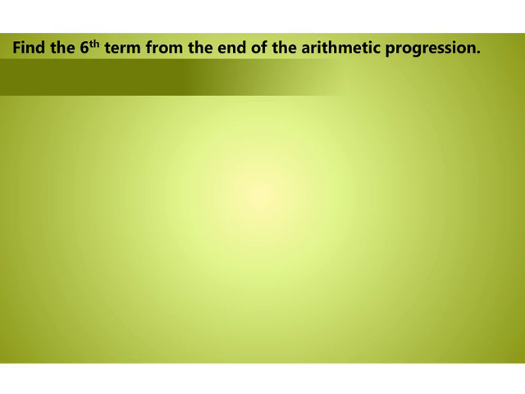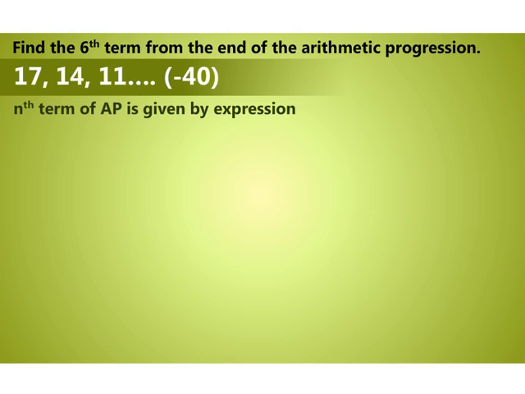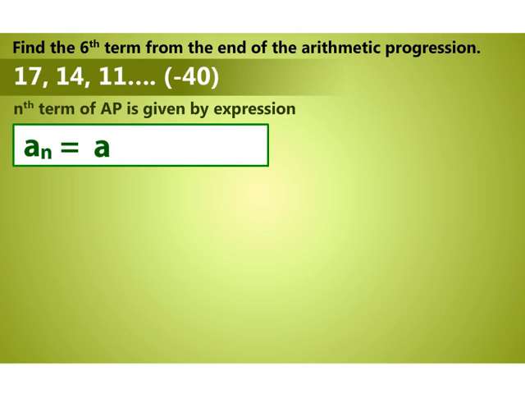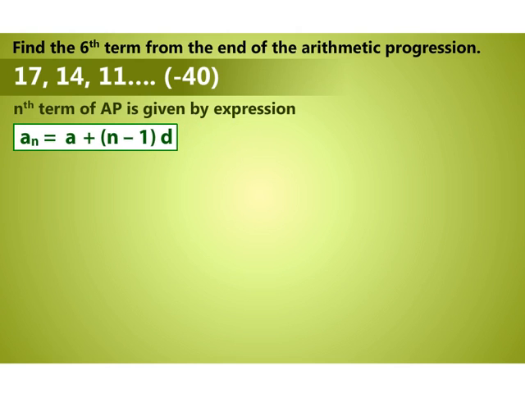Find the sixth term from the end of the arithmetic progression 17, 14, 11 up to minus 40. We know that the nth term of an AP is given by An = a + (n minus 1)d. Substituting the known values and simplifying, we get 17 + (n minus 1) into minus 3 is equal to minus 40. Taking the constant terms to the other side, we get (n minus 1) into minus 3 is equal to minus 40 minus 17.